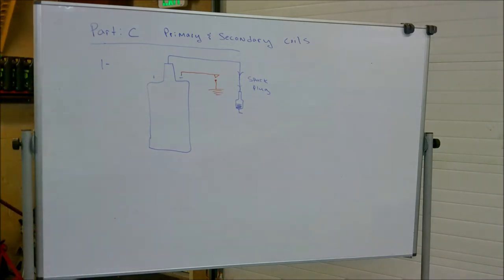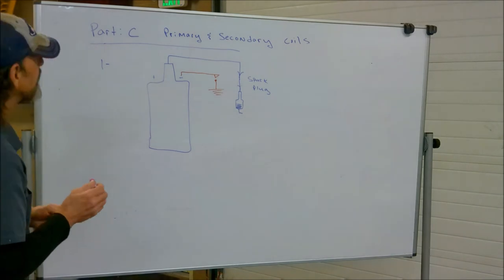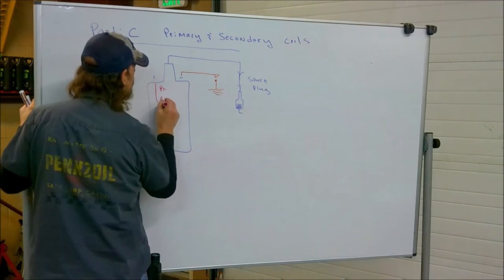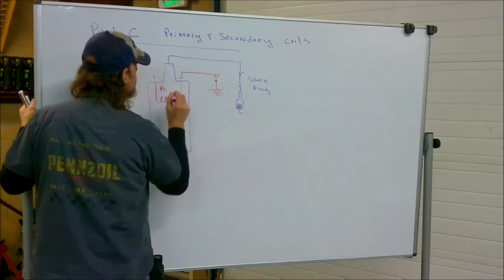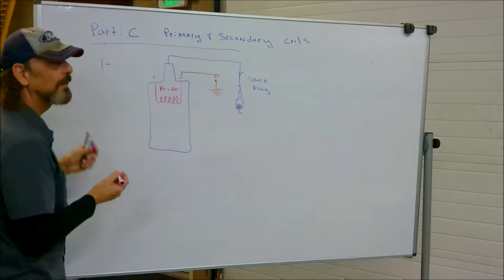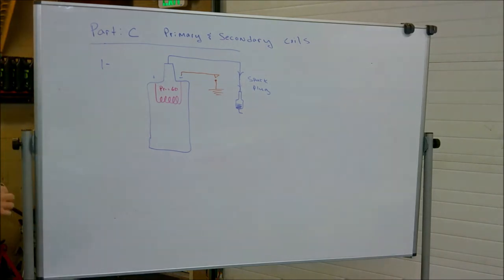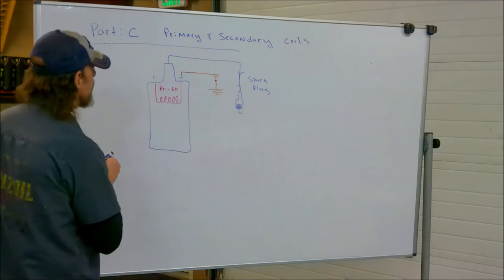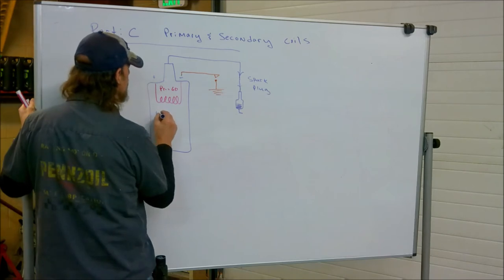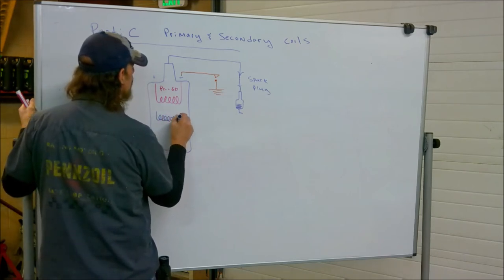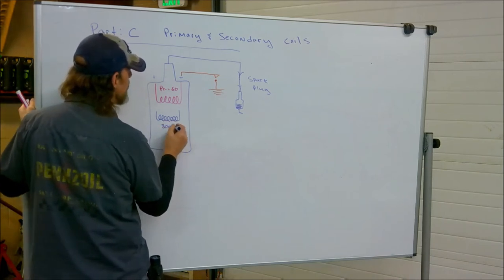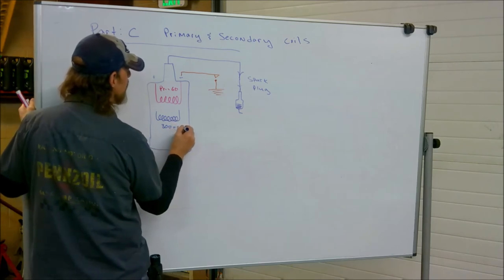So here we go. What I'm going to do next is put in my primary coil, call it primary. We have a coil here, and we're going to call this about 60 windings. So we have a coil of 60 windings here. All right. Now we have a secondary coil. I'm going to go ahead and write that down. And this secondary coil is going to be about 300 windings. Okay? That's my secondary coil.